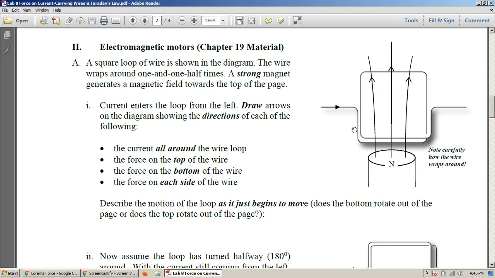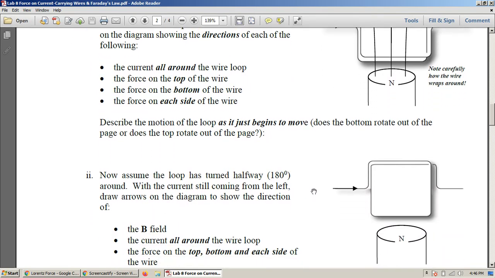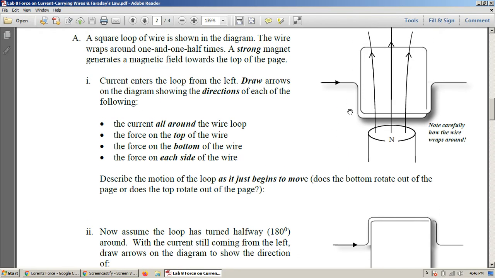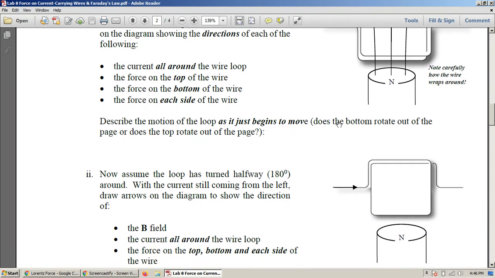So you can also ask what's happening on the sides. The current's parallel to the field. That should tell you something about the force. Remember, your force is Q times V times B times sine phi, or I times L times B times sine phi. So ask what is sine of phi for each of these cases. And particularly the up and down ones, you know what that is and you know what the force should be.